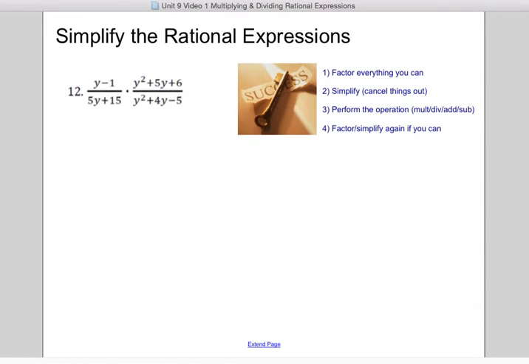Example 12. It's multiplication, so you can just factor it as is. Y minus 1 is factored all the way. This I can factor a 5 out, so I would have y plus 5 times 3 gives you 15.